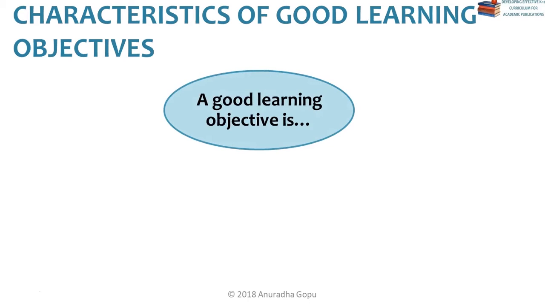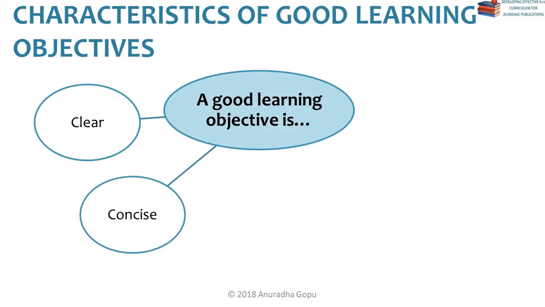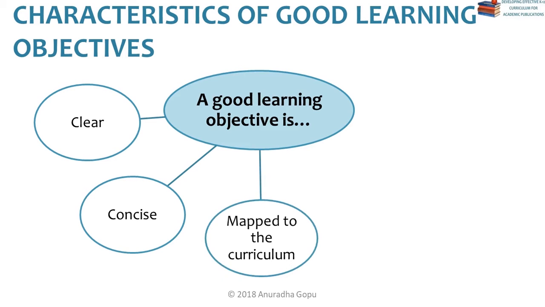A good learning objective is clear. Good learning objectives are simple statements that clearly reflect the goal or expected outcome of a lesson. Concise. Good learning objectives are short and get straight to the point. Map to the curriculum. A good learning objective is mapped to the curriculum or syllabus appropriately. It is present in a curriculum only because there is a specific need for the knowledge and/or skills covered in that learning objective.